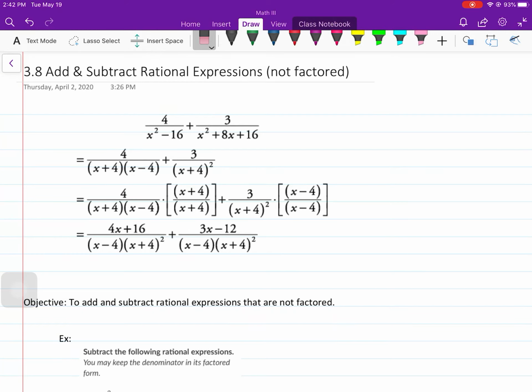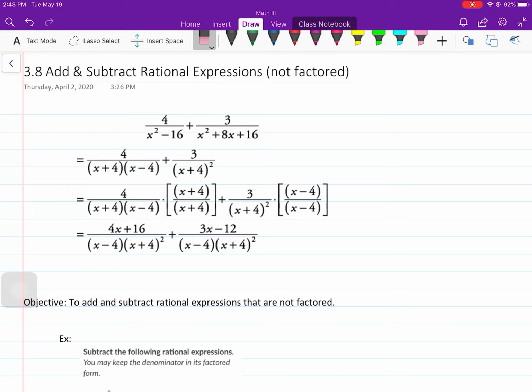Hello everyone, so what we're going to do in this video is add and subtract rational expressions that are not factored in the denominator. Before, when we had a factored denominator, it made things easy. You could see what was missing, multiply both of them by that part to get the least common multiple. But here, we're not so fortunate.